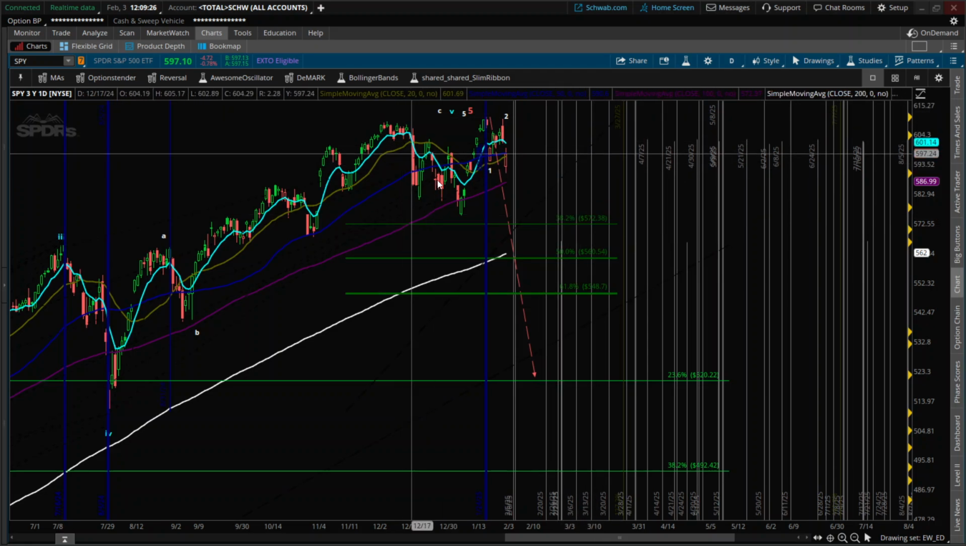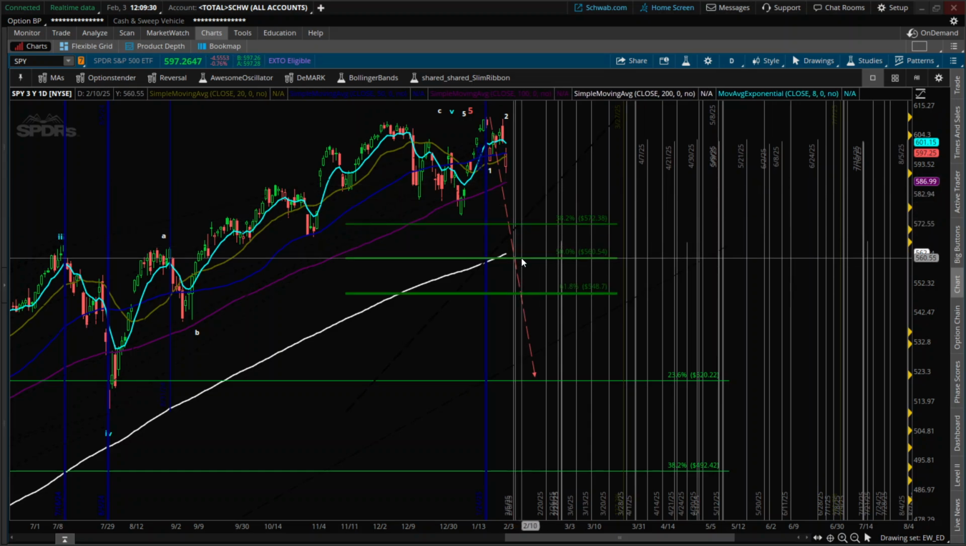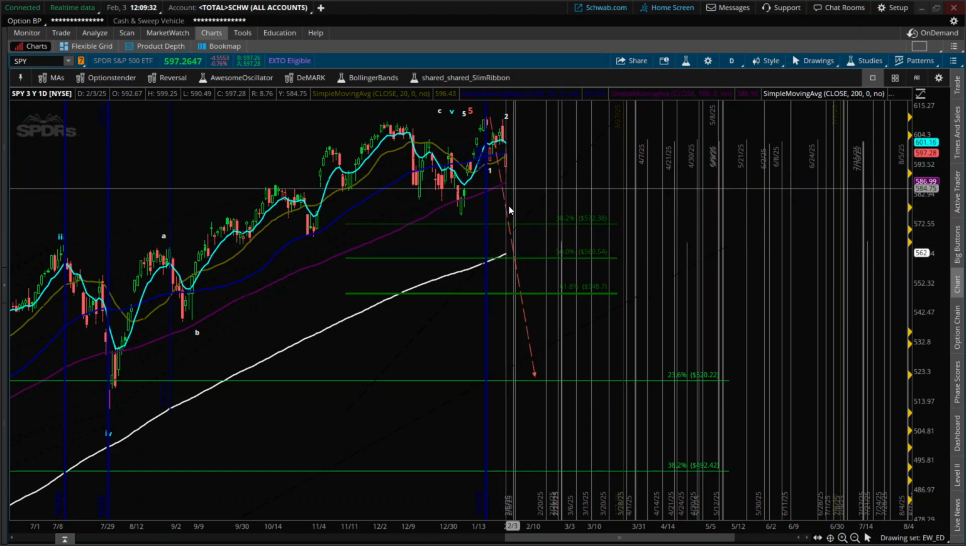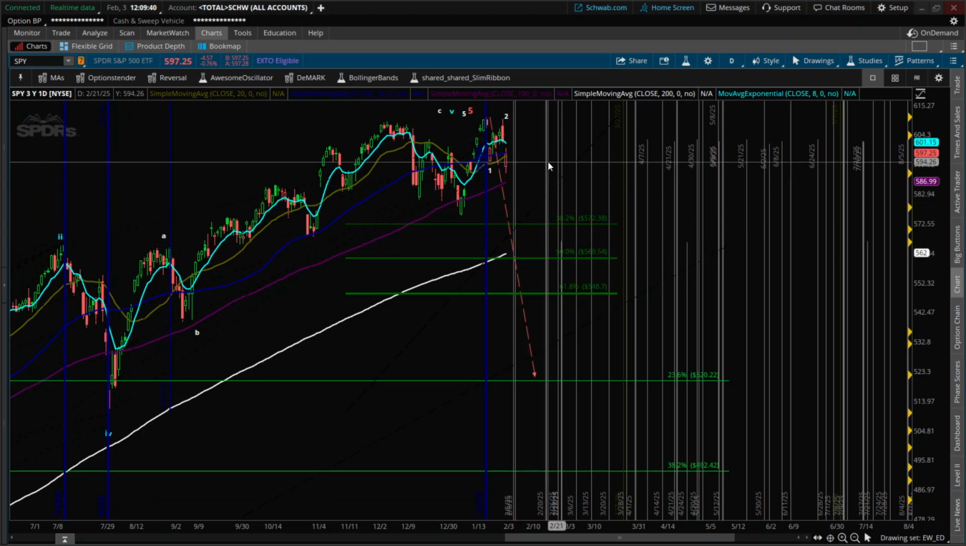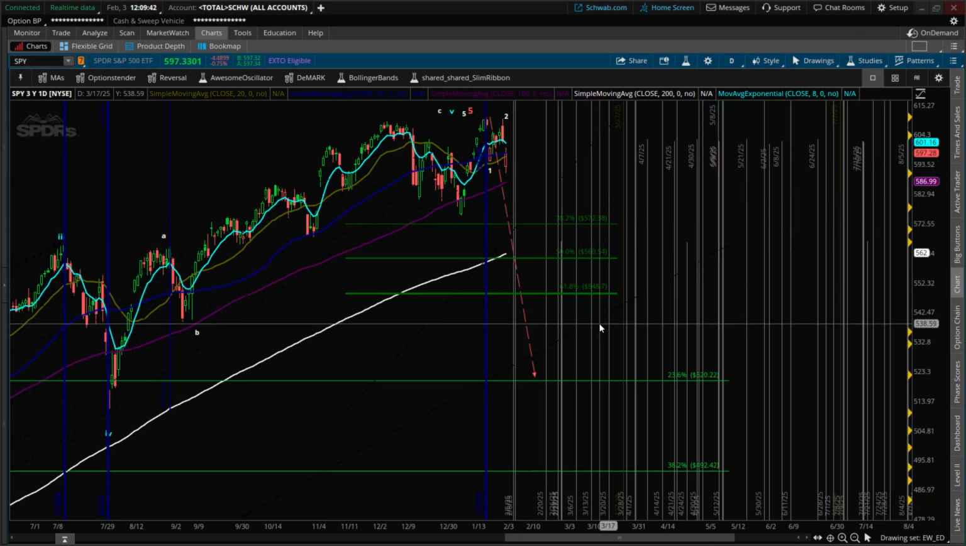To me, the high is in. This is a 1, 2, 3. We're going to get our impulse wave to the downside, a 5-wave move, just like the bears, and just like the bulls, either way. And then after that, we get a rip-your-face-off rally, and we fail. Dead cat bounce. All right.